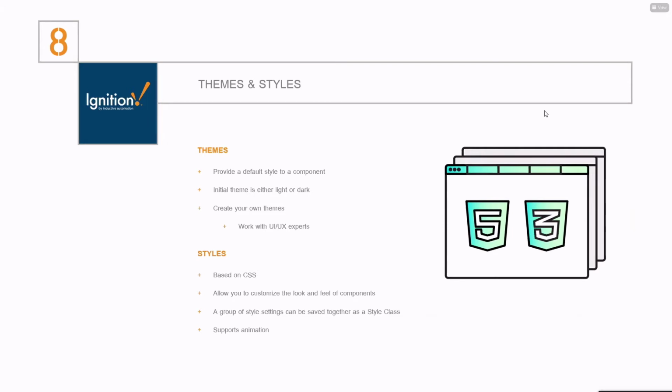But what you could do is actually create your own themes. You can work with UI/UX experts, and they can build a standard look and feel for the entire application. You do it in one place, and all your systems take advantage of it. You also have styling, where you can put it on individual components within the system. You can think of that as a CSS class. It's based on that, but you don't have to know anything really about CSS to apply styles. And it allows you to really customize that look and feel and make it look the way you want.